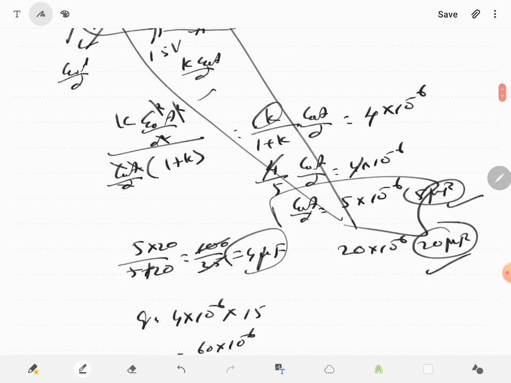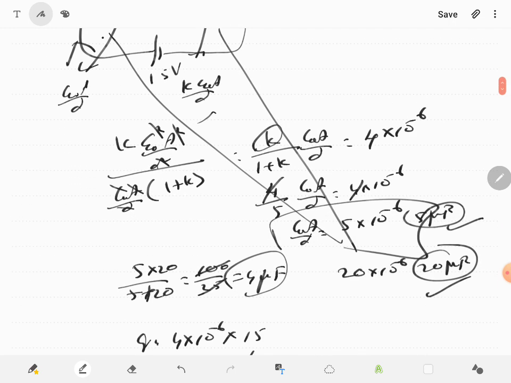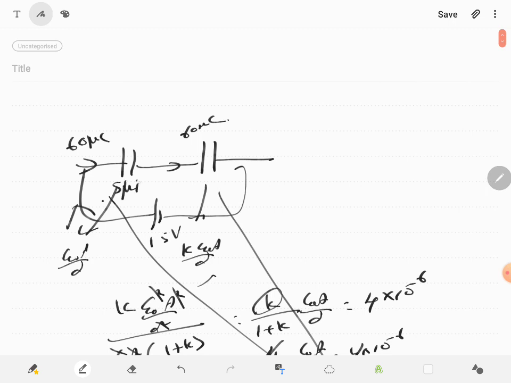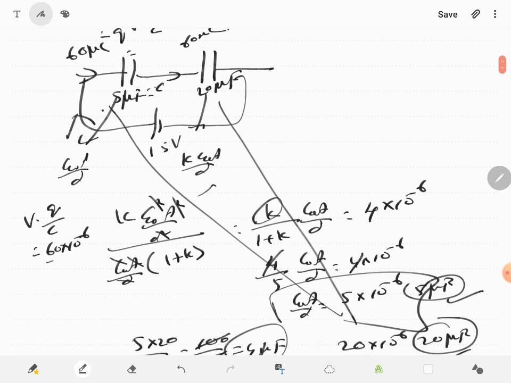Once you know this is a charge of 60 microcoulomb, the same charge is going to flow through here. And you know the capacitance of the first capacitor is 5 microfarad, and the next one is 20 microfarad. So once you know the charge and the capacitance, you can find the potential. V is equal to Q by C. For the first case, it will be 60 into 10 to the power minus 6 by 5 into 10 to the power minus 6. So 5 ones are 5, 5 twos are 10, 12 volts.